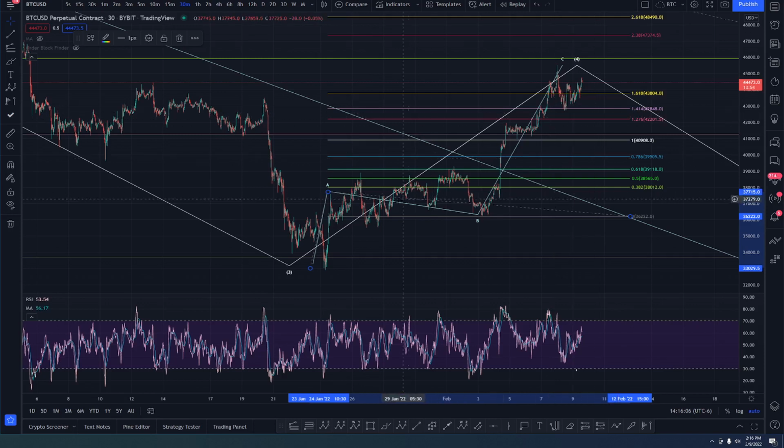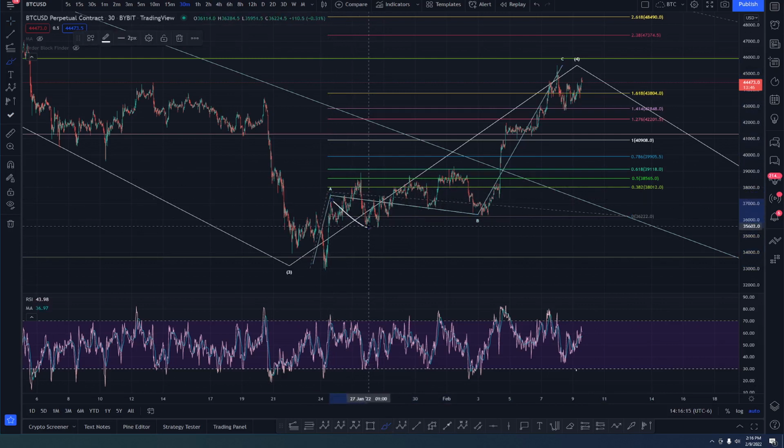Okay, and it also depends on how you pull the fibs. I'm pulling the fibs here as if this were the end of A right there, and then we have a flat, 3-3-5, right there. Okay, and then we have a C wave, which looks finished to me.